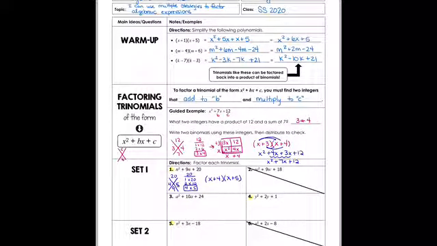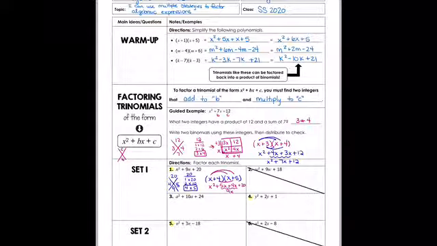We can do it in any order, but we can multiply back out to double check our work. X times x is x squared. X times 5 is 5x. 4 times x is 4x. And 4 times 5 is 20. And my middle terms add to 9. So that works just fine.